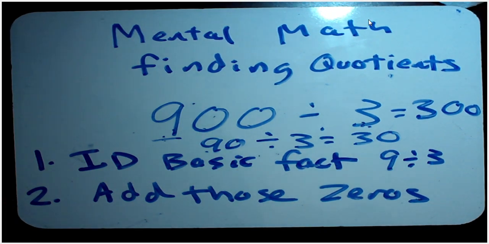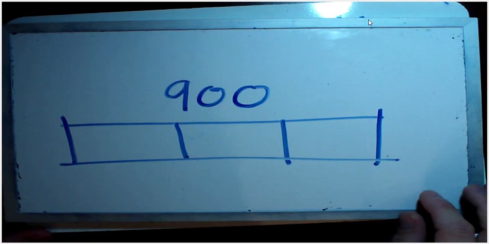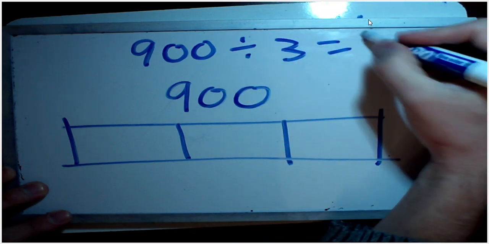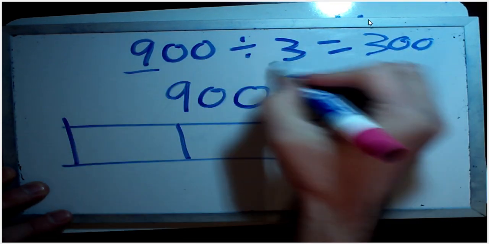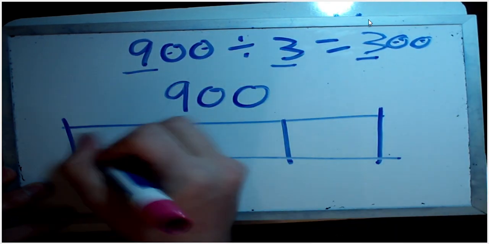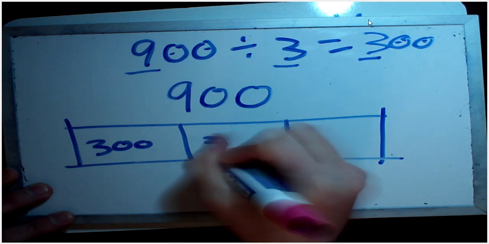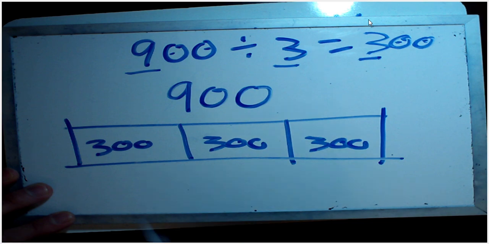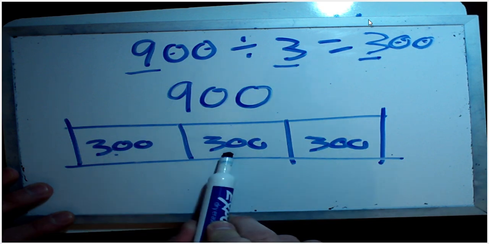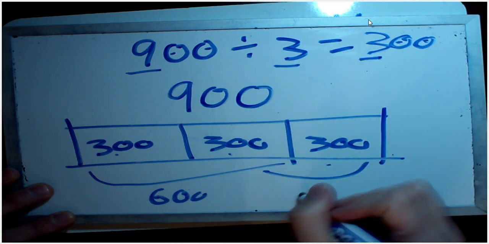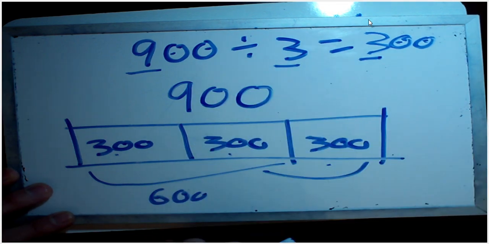If you think about it in terms of a bar diagram, we said that 900 divided by 3 equals 300 because 9 divided by 3 is 3. Add my zeros over there, it's 300. If I had 3 groups of 300 and I counted those 3 groups of 300, I have 300 plus 300 is 600, plus 3 more hundred would be a total of 900.